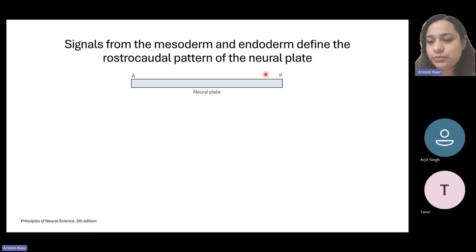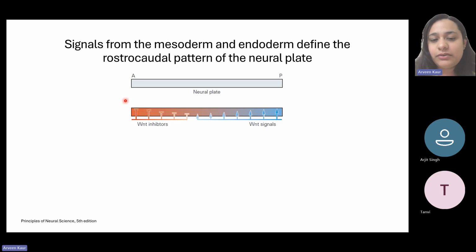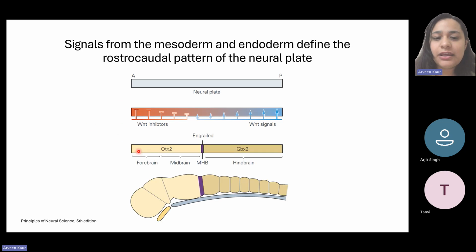So if this is a neural plate, what we see is that there is some region wherein Wnt signaling is active, and there is some other region wherein Wnt inhibitors are present, so that Wnt signaling is not active, right? So wherever Wnt signaling is active, it will form the caudal region, the backside, tail side region of the brain, and wherever Wnt inhibitors are present or Wnt signaling is inactive, it will form the rostral region of the brain, right? So forebrain and midbrain.